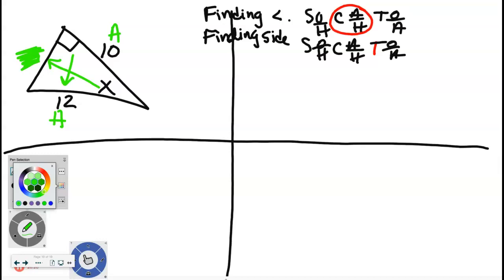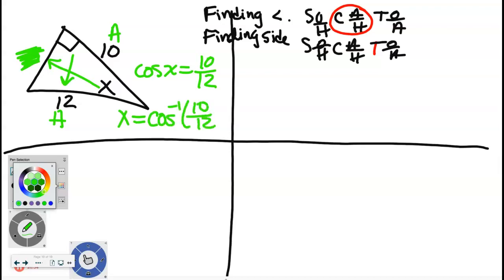I need to see you write two things. The cosine of my angle, yours might be tangent, is adjacent over hypotenuse. And then I need you to see x equals cosine inverse of 10/12. And then I want to see an answer, and I don't know what mine is. Let's round, what does it say to round to? It should tell you. Tenths.